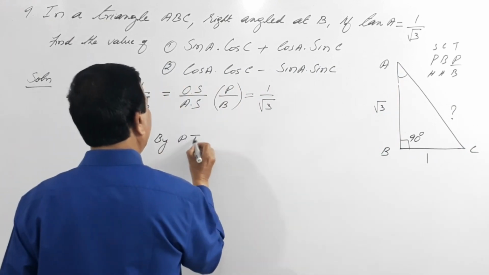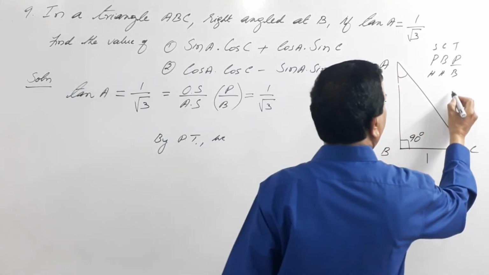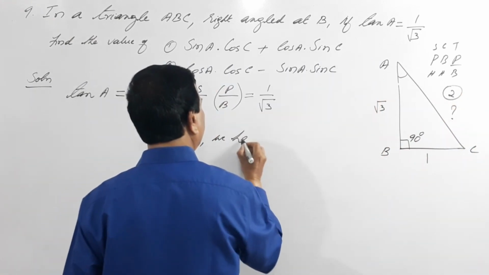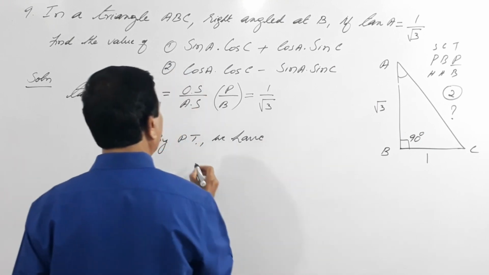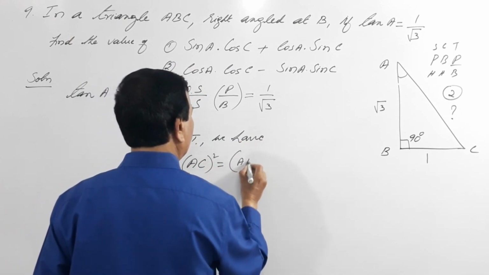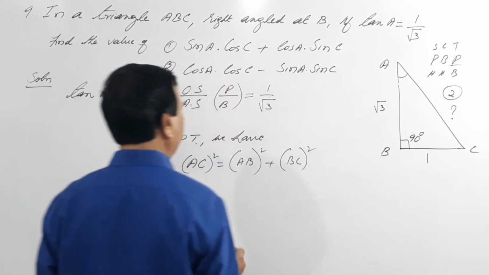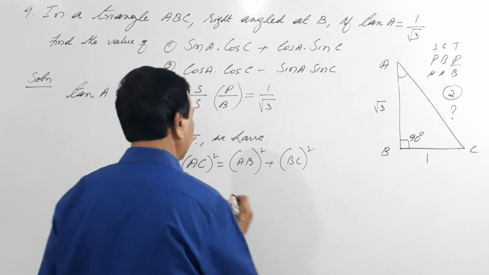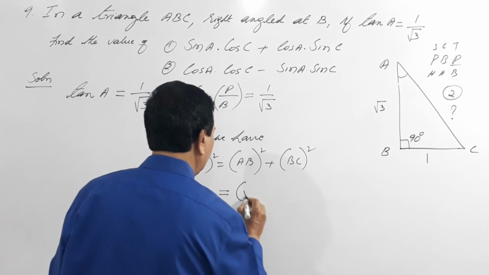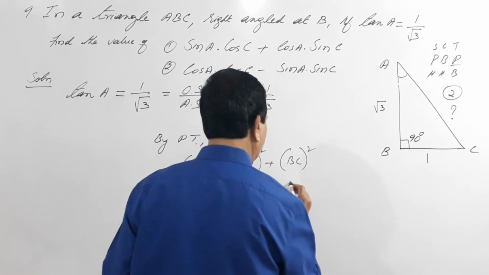By Pythagoras theorem, we have AC square equals AB square plus BC square. What is AB? AB is root 3, square. This is nothing but root 3 square plus BC, which is 1.